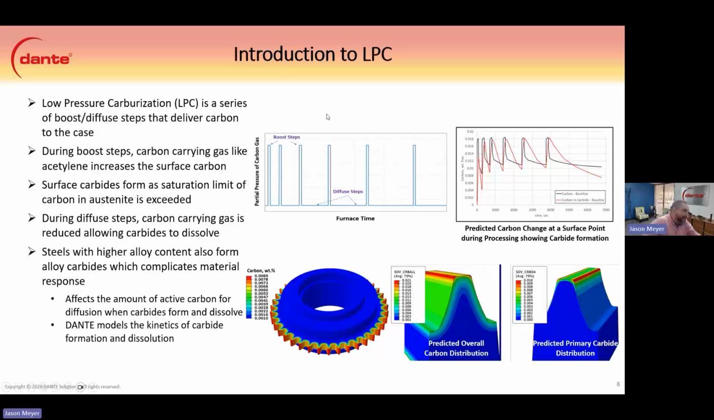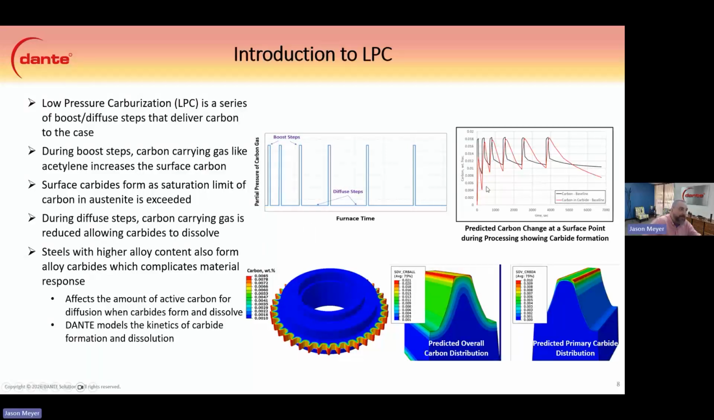Low pressure carburization is a carburization process that uses a series of boost and diffuse steps. You can see in the blue steps here, we boost up to a carbon potential near the surface, and then allow time for it to diffuse into the part. And then it's repeated over and over again until you meet your case depth and your surface carbon requirements. So during the boost steps, the carburizing gas quickly goes to saturation at the very surface, and then it's allowed to diffuse into the part at that point.